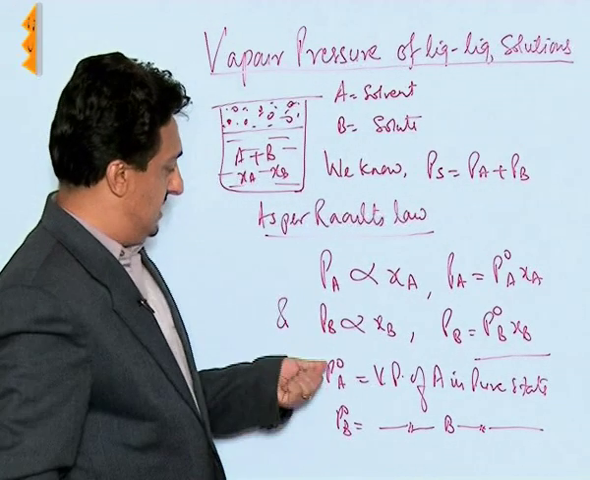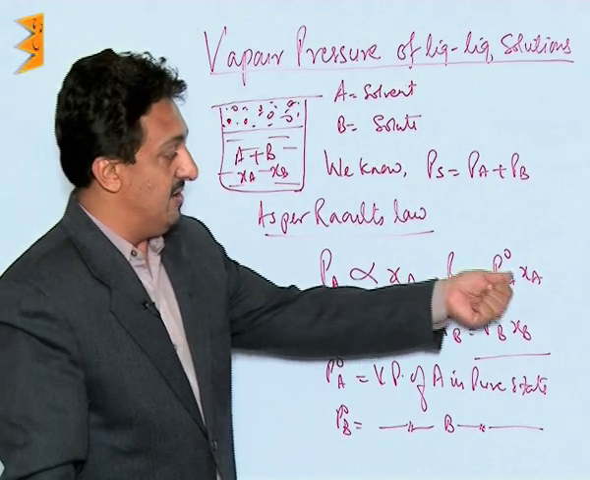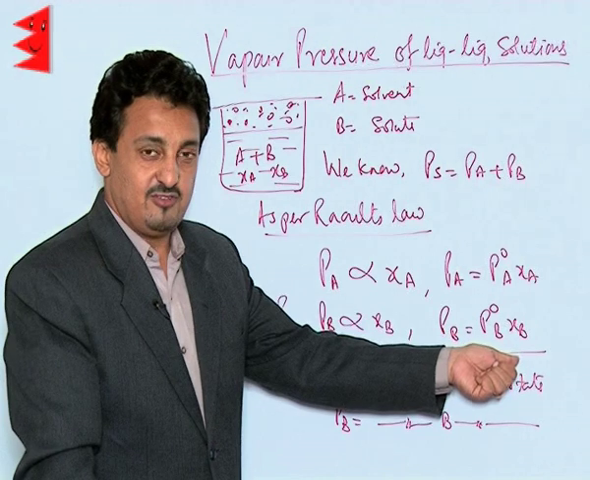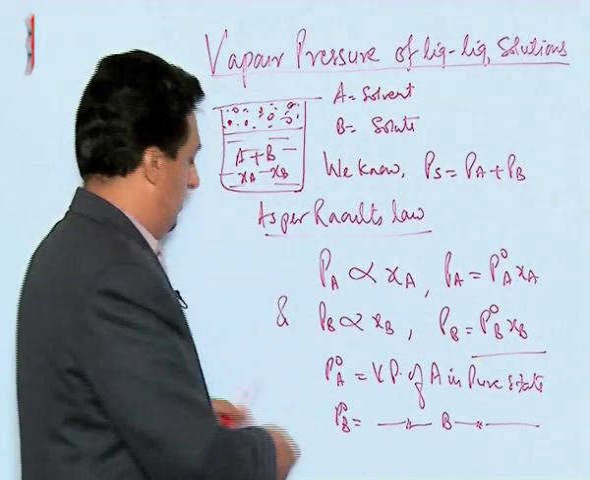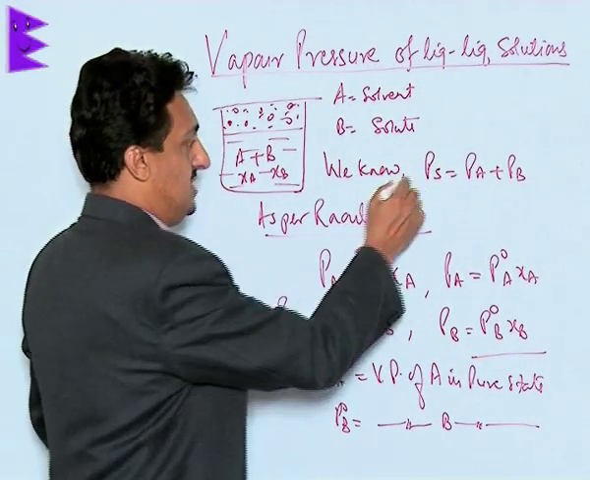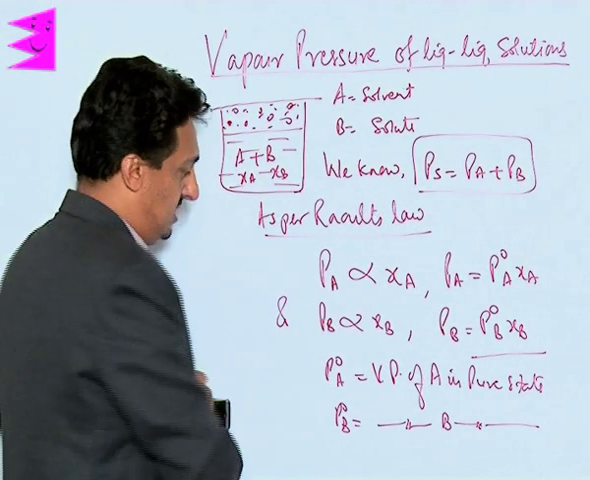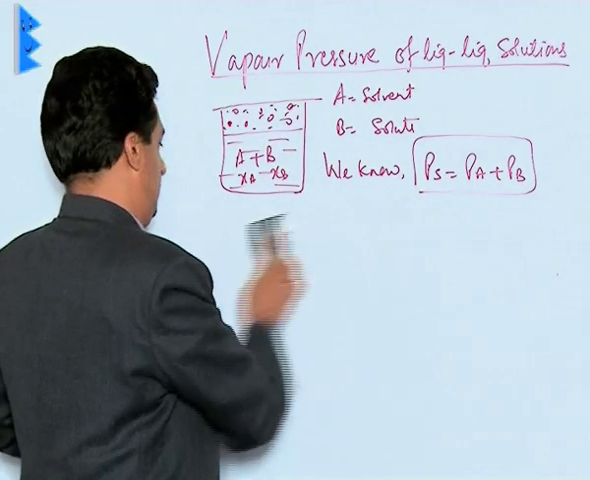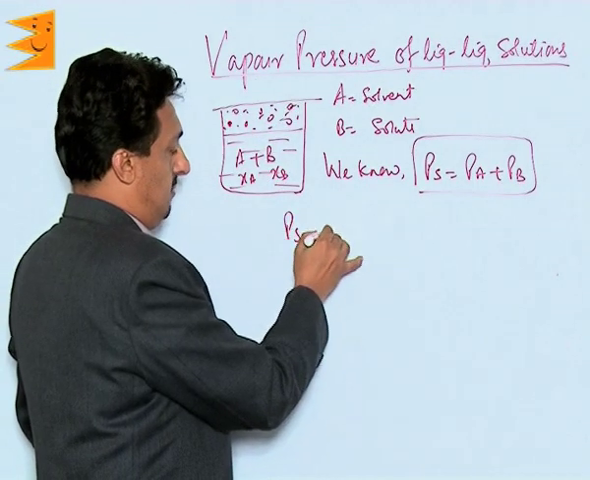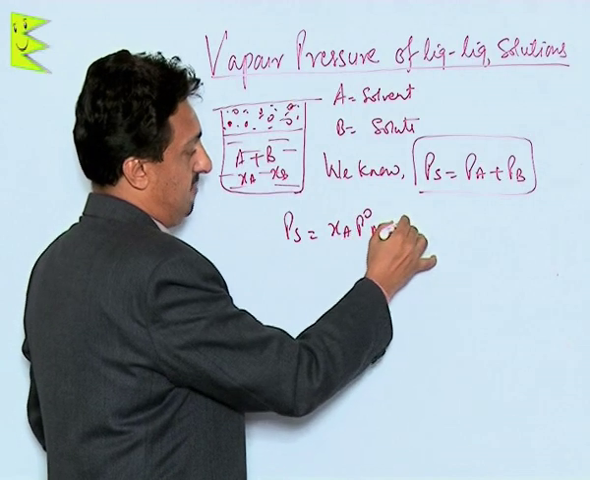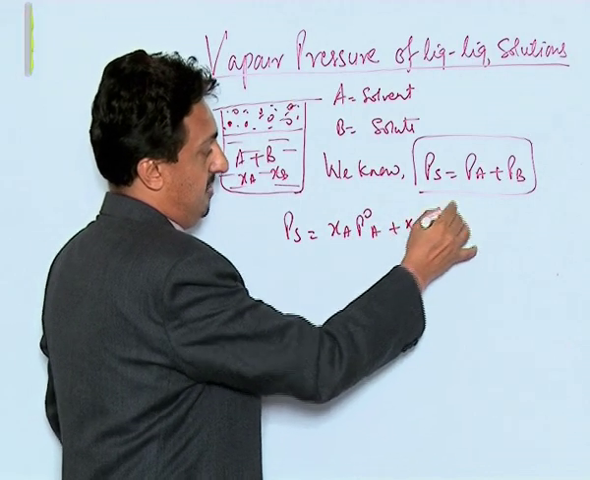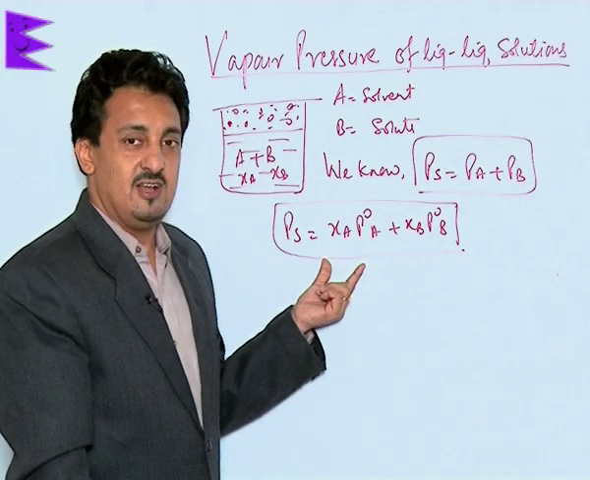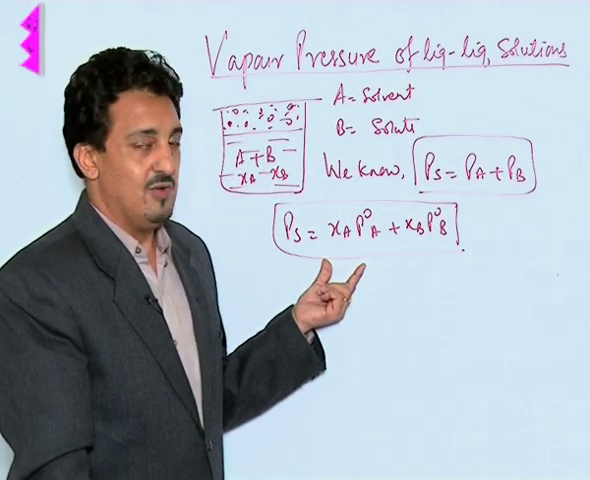So PA is equal to P naught A XA and PB is equal to P naught B XB, where XA and XB are the mole fractions of A and B in the solution. So the major equation for finding the vapor pressure of the solution can be written as PS is equal to XA P naught A plus XB P naught B. This is one form of the expression for the vapor pressure of solutions having volatile solutes.